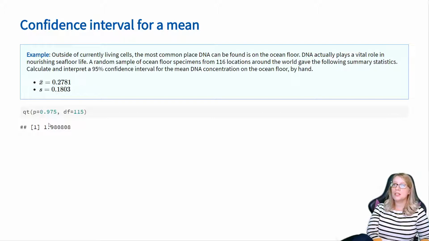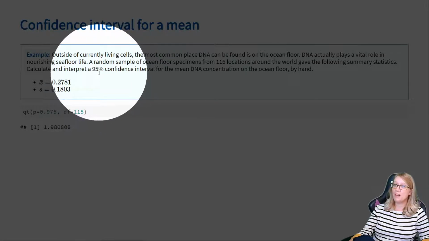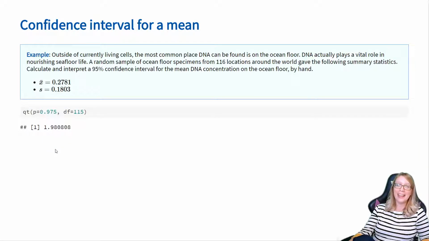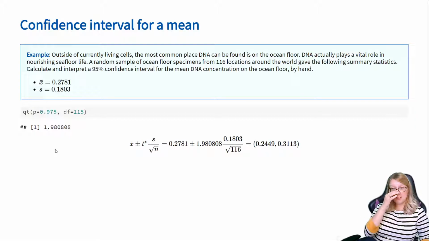In order to do this, we also need our value from the t-distribution. So degrees of freedom are the sample size minus 1, that's where df equals 115 comes from. A 95% confidence interval gives us 0.975 probability up to the right. So the value that we'll use for this 95% confidence interval is 1.98. So plugging everything into our confidence interval formula, we get the sample mean 0.2781 plus or minus 1.98 times our sample standard deviation 0.1803 divided by the square root of 116.